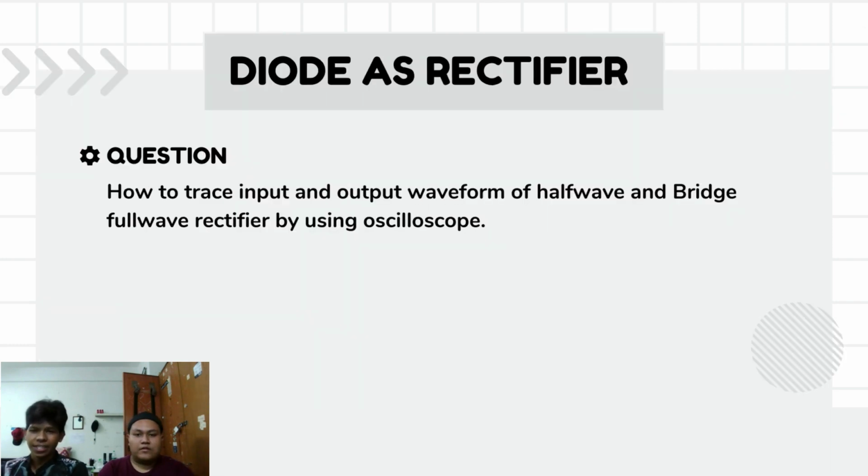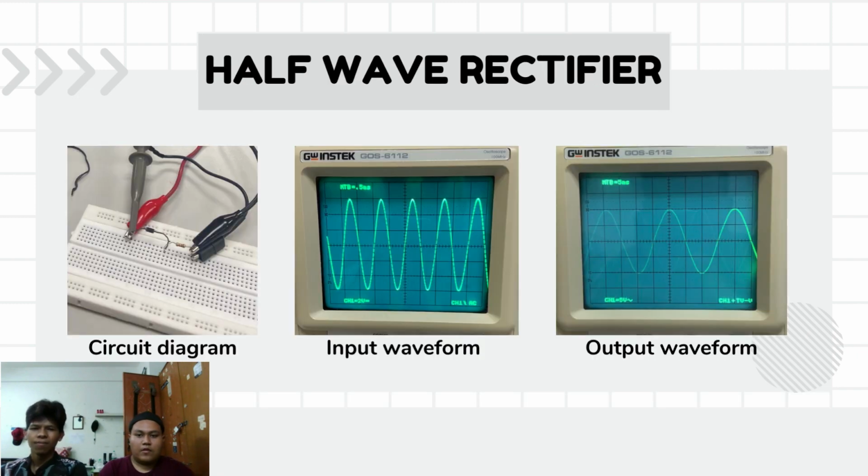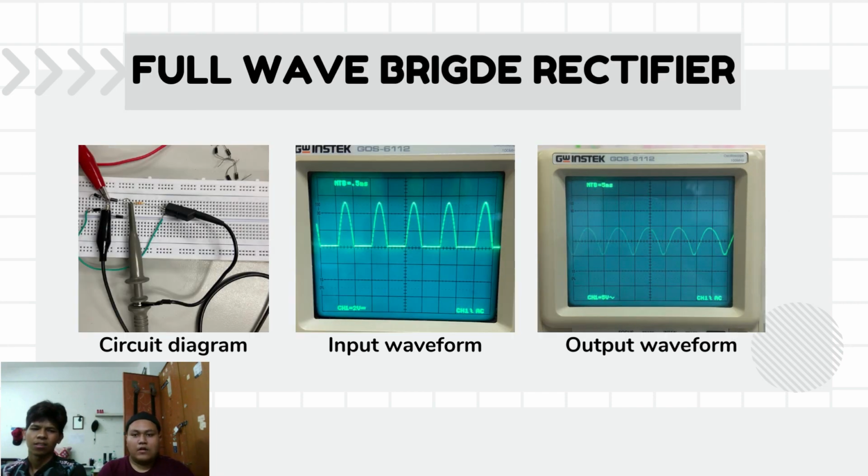Diode as rectifier. Question. How to trace input and output waveform of half-wave and bridge full-wave rectifier by using oscilloscope? Half-wave rectifier. This is a circuit diagram, input waveform and output waveform. This is the circuit diagram of full wave bridge rectifier that has four diodes and one resistor. And the input waveform we get like that, and output waveform.